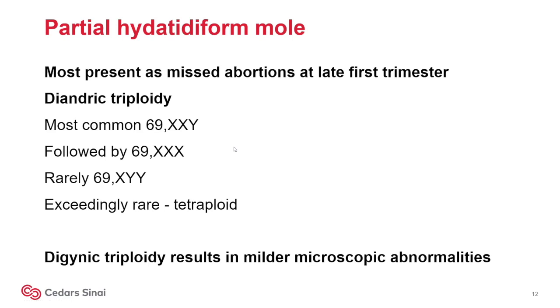So that's partial mole. However, there is a proportion of triploid pregnancies that are not molar, and those are called digynic triploidy. Those are the ones in which you have two chromosomal complements from mom and one from dad. Those cases don't have the typical histologic features that we see with partial mole. They have more of a dysmorphic appearance, with very mild microscopic abnormalities that you're probably not going to be able to pick up, and you're most likely just going to call that normal under the microscope.